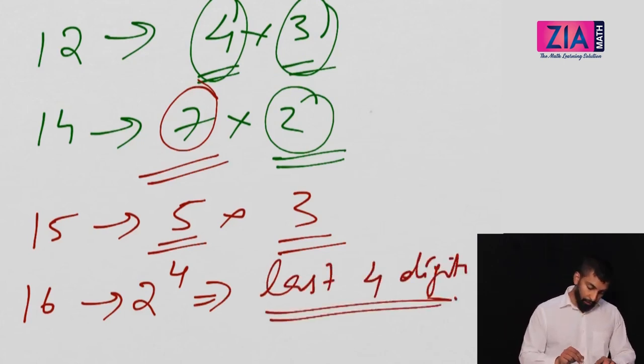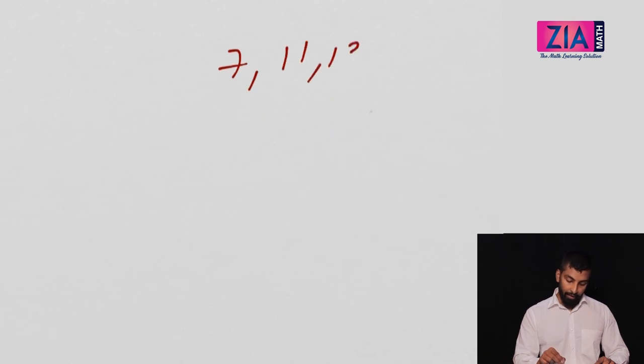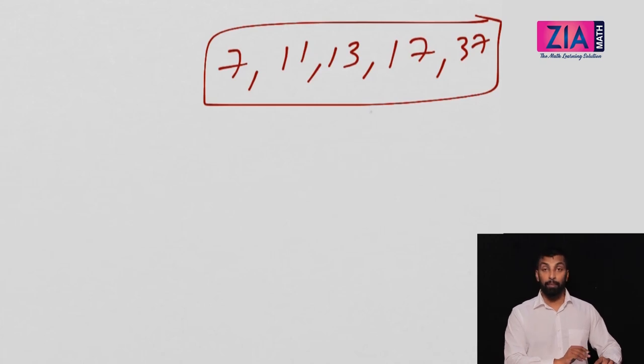I hope all of you understood the divisibility rules we have discussed till now. That means except 7, 11, 13, 17, 37, we have discussed up to 16.